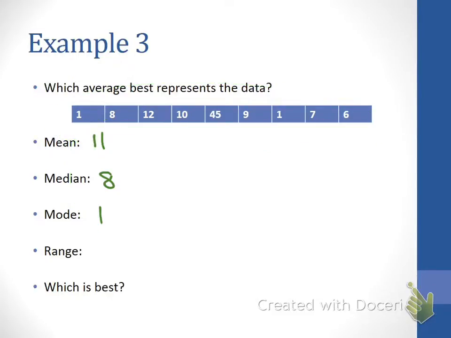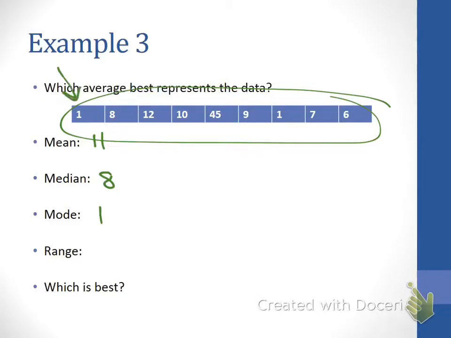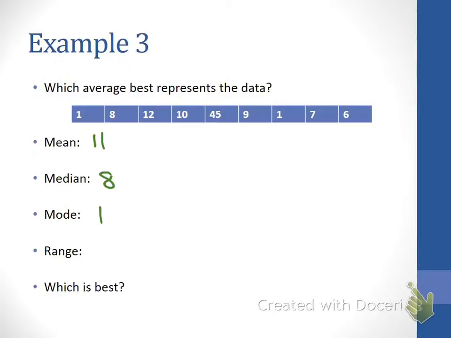Well, there's a couple things we need to consider. Let's look at mode first of all. Let me give you a little bit of background too. In this example, these numbers represent donations. Has anybody ever done a fundraiser? Yeah, and you raise money, right? Well, they're basically saying that you did a fundraiser and you raised these donations from people. So somebody gave you $1, somebody gave you $8, somebody gave you $12, $10, $45, and so on. So here's all of your donations.